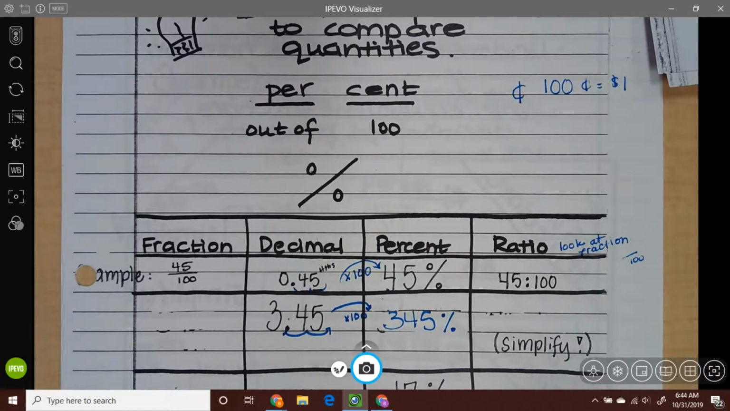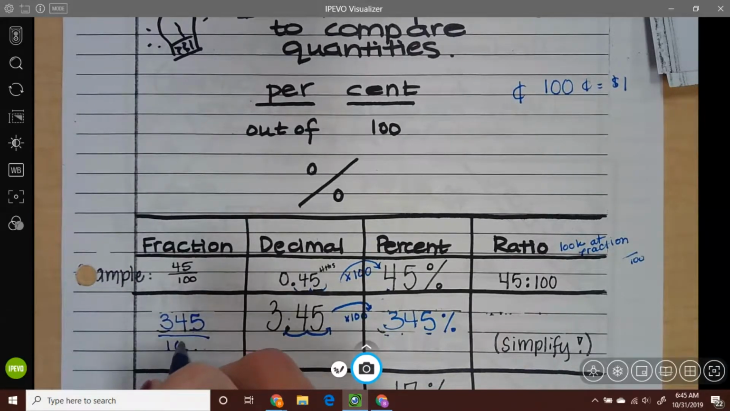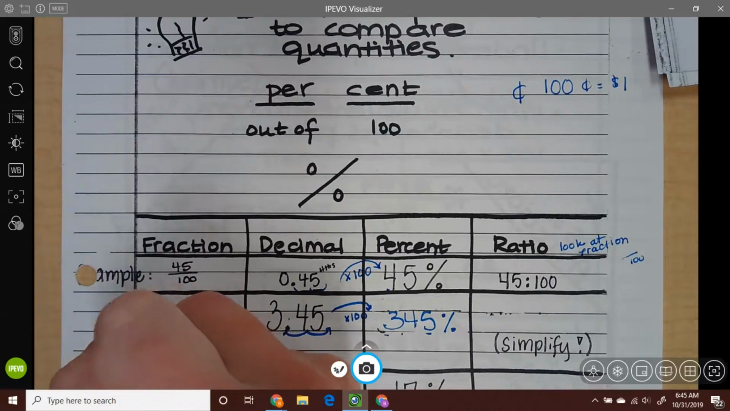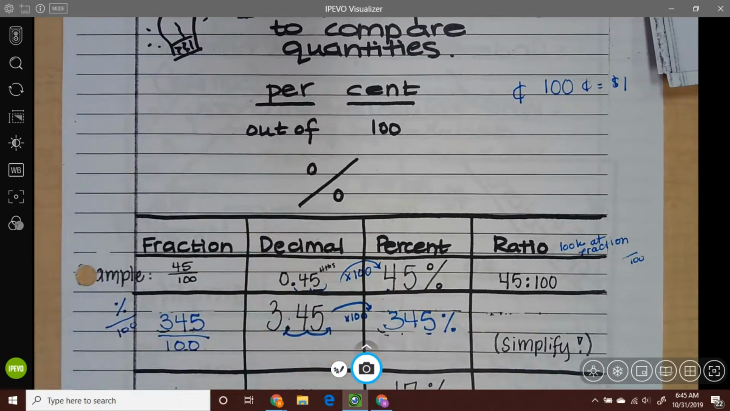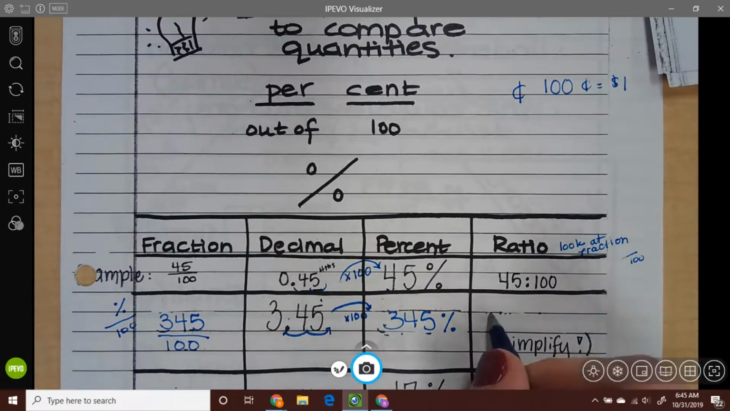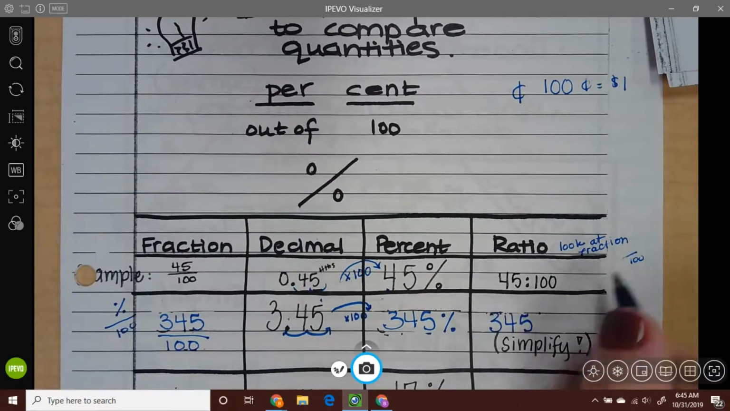And then to get from percent to fraction, I simply write this number, 345, over 100. So it's the percent over 100. Or you can look at the decimal and say this is the hundredths place. So I have 345 over 100, but I don't put the decimal in. And then the ratio would simply be the numerator, which is 345, to 100.